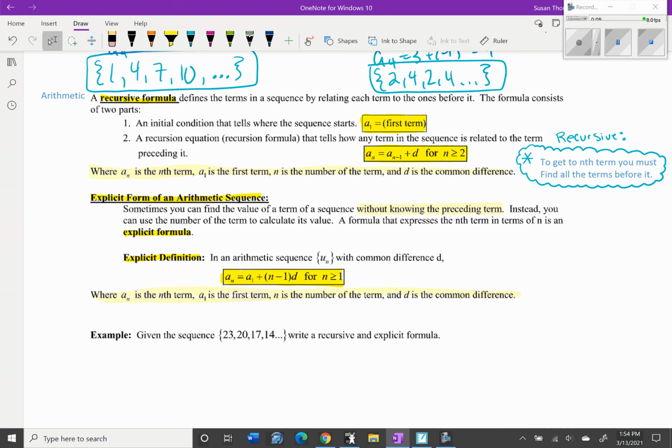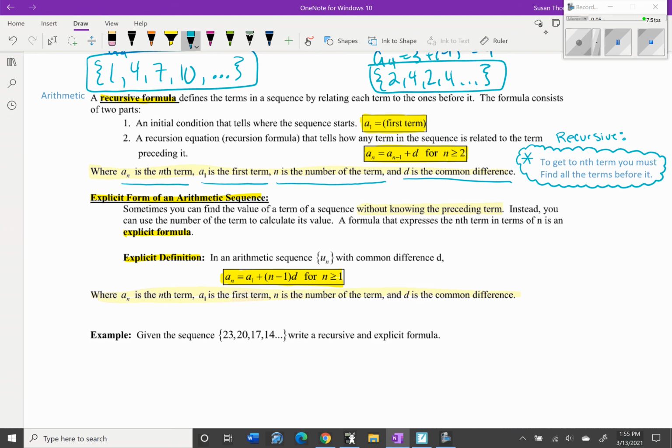So in this case, we have a sub n equals the previous term plus d, and d stands for the common difference. So a sub n stands for the nth term, a sub 1 is the first term, n is the number of the term that we're on, and d is the common difference. Remember, we learned that to get to the nth term, you must know all the terms before it, which makes recursive a little bit harder than explicit for finding, like, the 100th term.